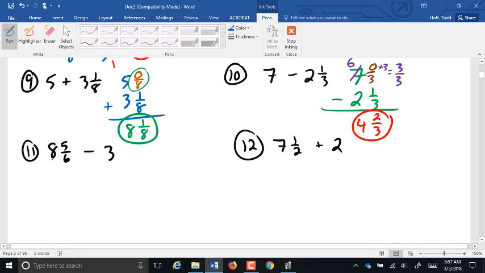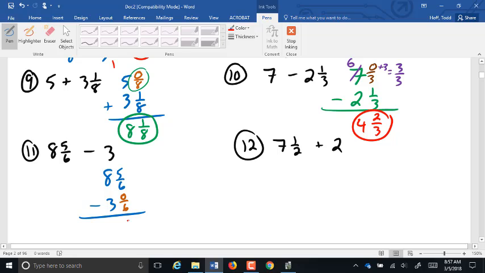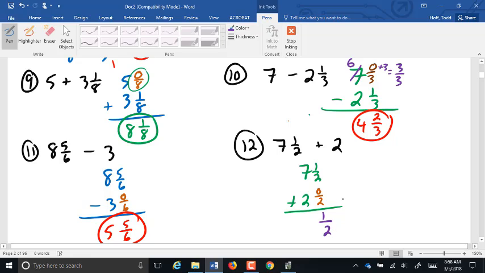Now the fraction minus the whole number is quite a bit easier. 8 and 5/6 minus 3. If I wanted to, I could put in 0/6 here. 5/6 minus 0/6 is still 5/6. 8 minus 3 is 5. So 5 and 5/6. Over here, we got 7 and 1/2 plus 2. Again, we could put in 0/2. 1/2 plus 0/2 is 1/2, and 7 plus 2 is 9.